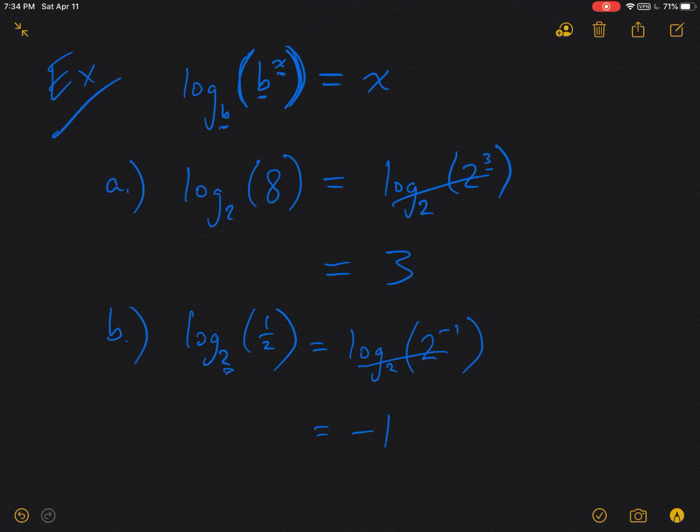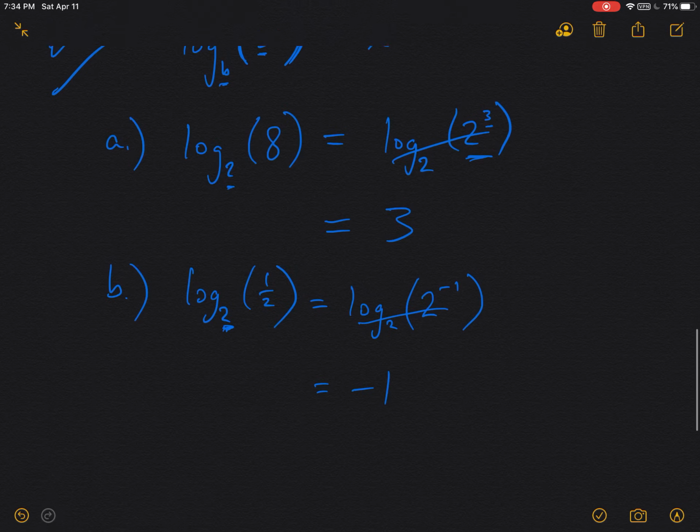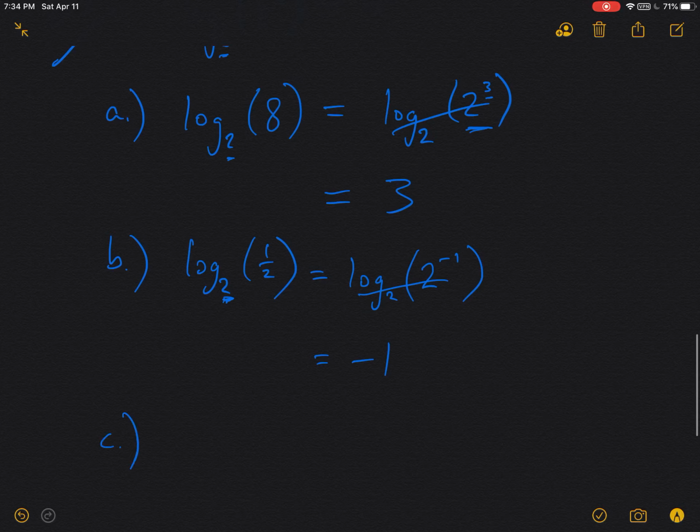So we can evaluate these logarithms concretely as long as the inside is a power of the appropriate base. So in this case, I'm working with log base 2. That means in order to cancel, I want the inside to be a power of 2. And then I can just cancel.